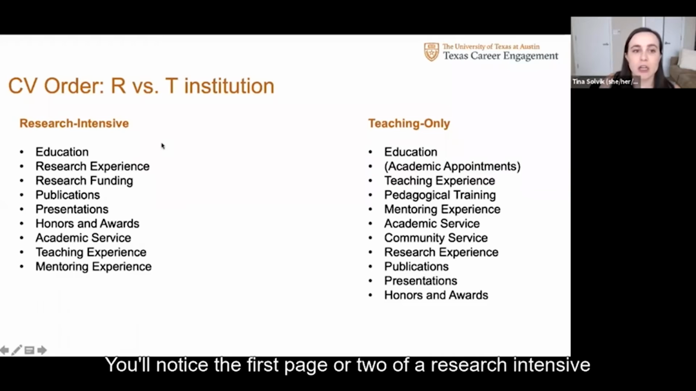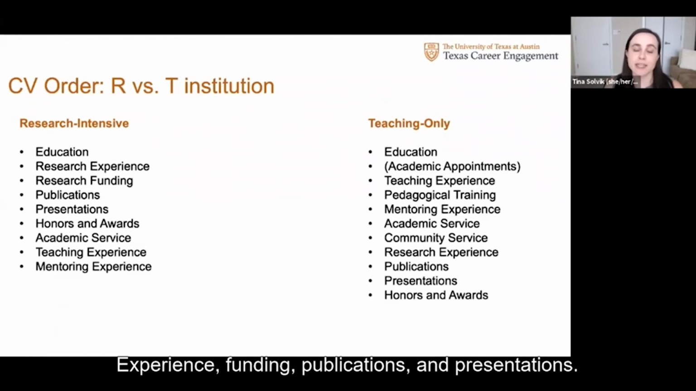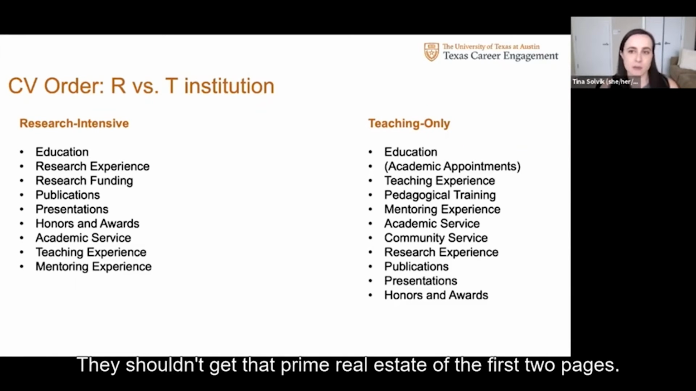So when you're looking at ordering sections in a CV, here I'm showing the order for research intensive versus teaching only. You'll notice that the first page or two of a research intensive CV is going to focus on research experience, funding, publications, and presentations. More teaching components like experience and mentorship are going to come later in the CV. They shouldn't get that prime real estate of the first 2 pages.